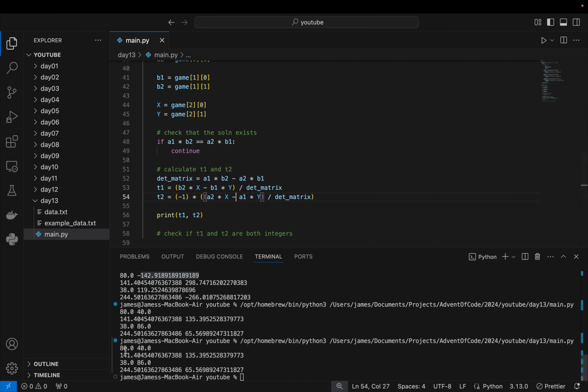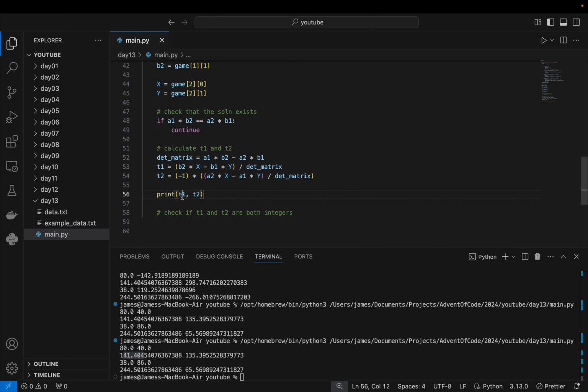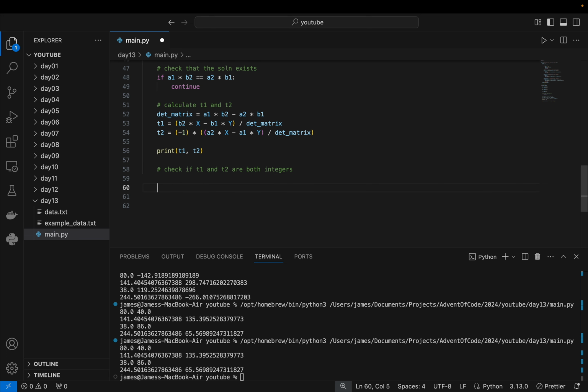If we run it again, we can see here, we know that the first one and the third one, because it says so on the page, have solutions, and these two don't. And we can see here that that's because these are integers and these are not. And so all we need to do is check for t1 and t2 to see if they're both integers. And how we can do that is quite easy actually, because Python has a built-in function.